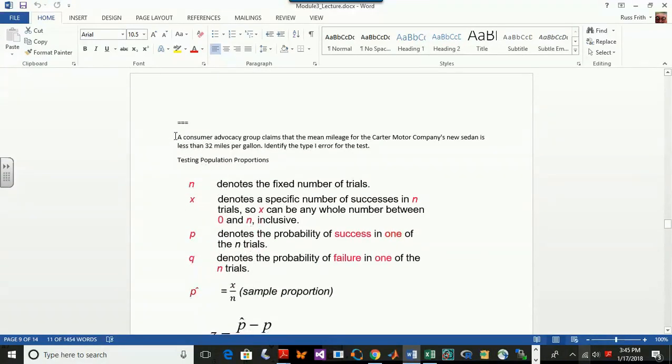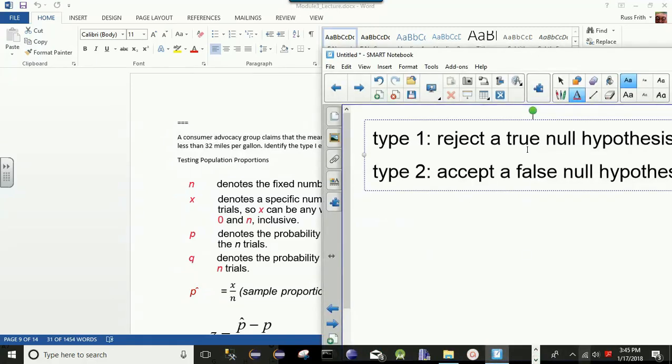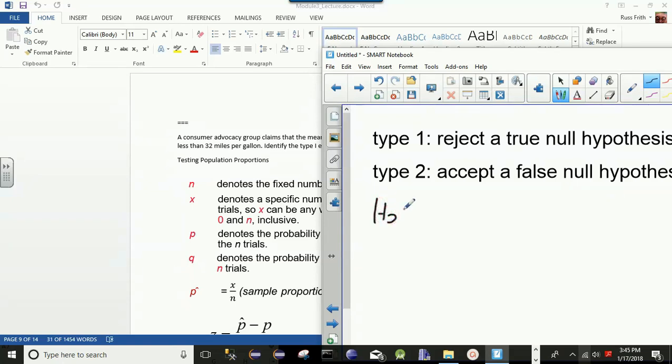Let's look at an example here. A consumer advocacy group claims that the mean mileage of the Carter Motor Company's new sedan is less than 32 miles per gallon. Identify the type 1 error of the test. Okay, so for this problem, we need to write our null and alternate hypotheses. So the null hypothesis is mean is equal to 32, and then the alternate hypothesis is mean is less than 32, so it's a left-tailed test.